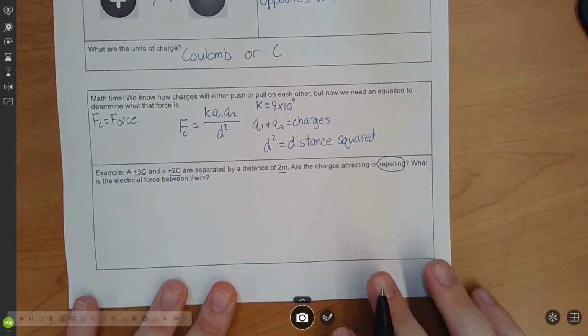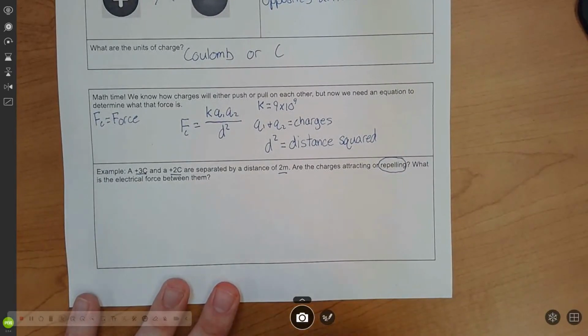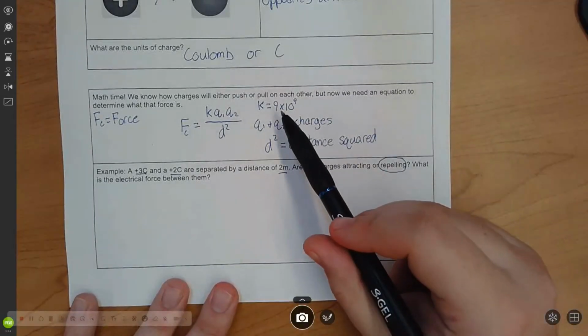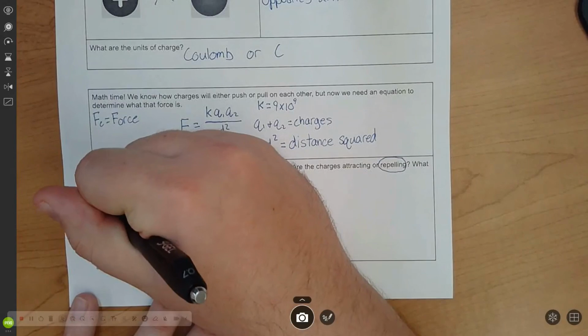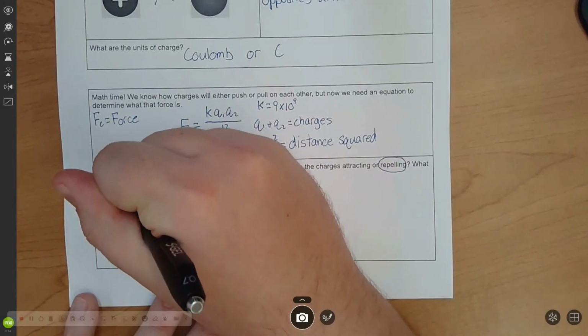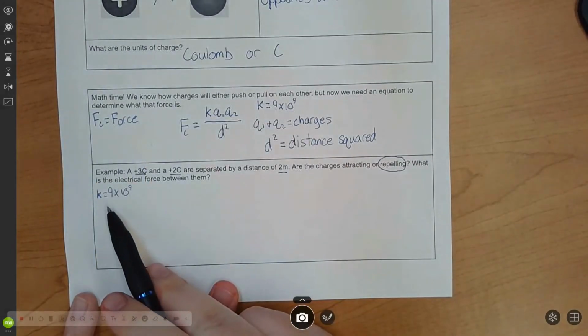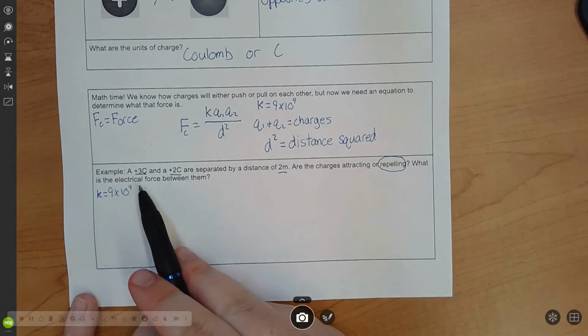Okay. The second question we have to use our new equation for. I'm going to write out what I know. So right off the bat, we know that K is always 9 times 10 to the 9. So I recommend that you just start out by writing that down so that you remind yourself K is 9 times 10 to the 9.